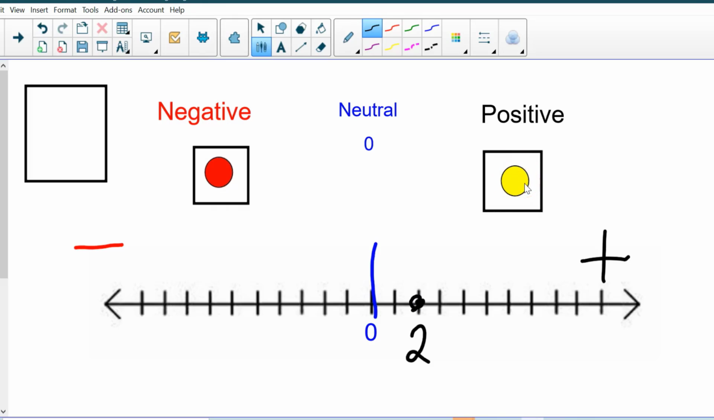Now, how would I show that with my yellow? We're going to represent our yellow counters as positive. Our red ones are going to be negative. So here would be, of course, two positives. Again, I know you know this.